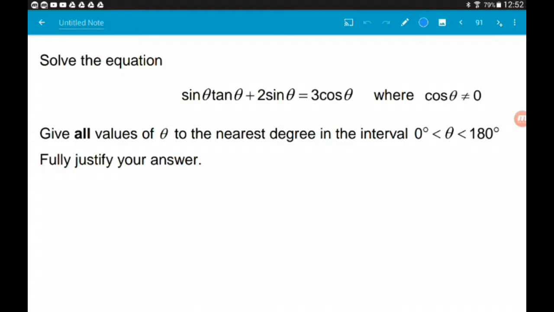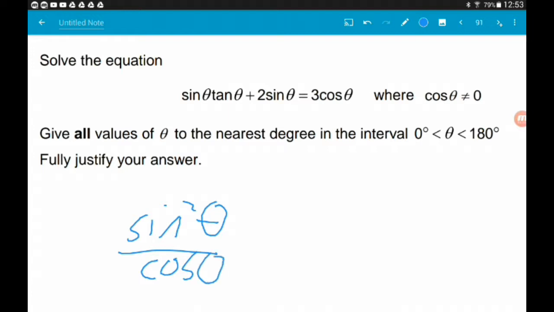If I hold my hands up, the first time I tried this, I used tan of theta is sine theta over cos theta. So I would have got sine squared theta over cos theta, by turning tan of theta into sine theta over cos theta, plus 2 sine theta, and that is equal to 3 cos theta.